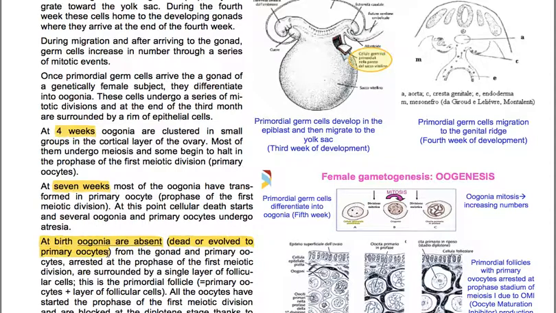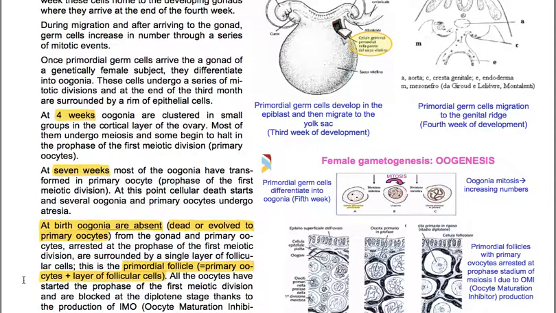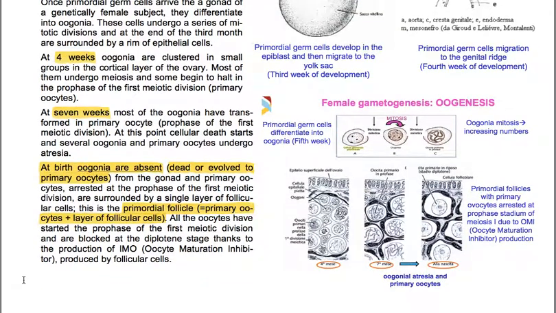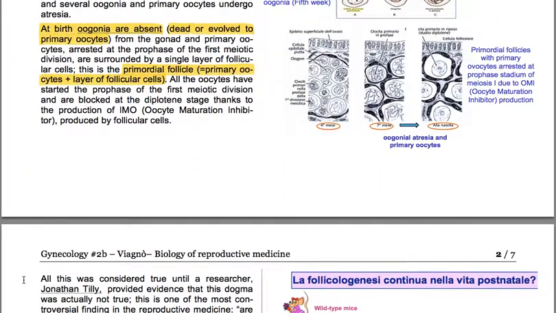From the gonad, primary oocytes arrested at the prophase of the first meiotic division are surrounded by a single layer of follicular cells. This is the primordial follicle, which is the primary oocyte plus a layer of follicular cells. All the oocytes have started the prophase of the first meiotic division and are blocked at the diplotene stage thanks to the oocyte maturation inhibitor produced by follicular cells.